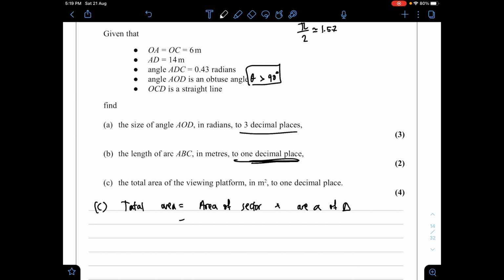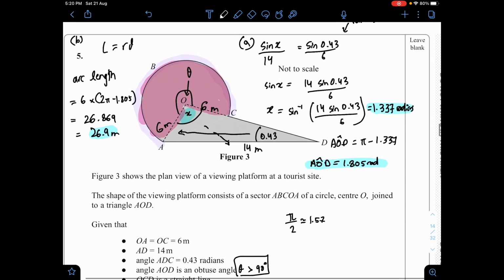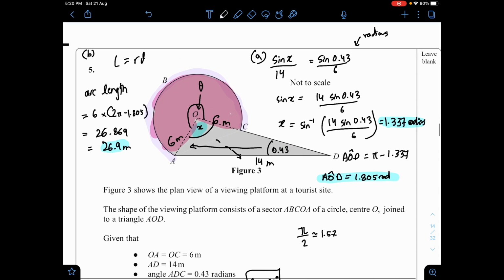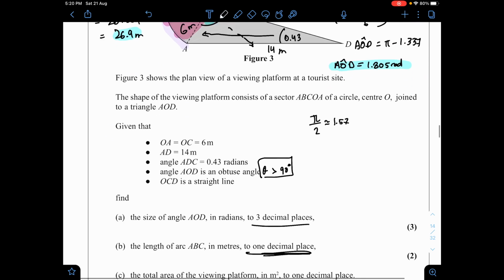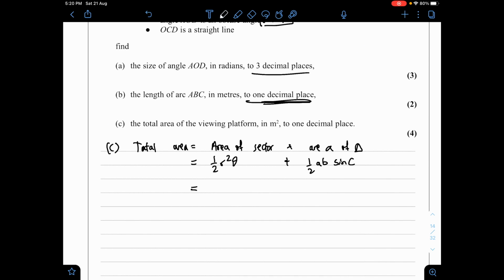So what's the formula for area of a sector? It's half r squared theta, right? And area of a triangle is half ab sine C, right? Okay, so we know that. Let's look at theta. We know what theta is, 2 pi minus 1.85. So this is our theta. We know this already, so this part's easy. You can just say half, r is 6, so 6 squared times 2 pi minus 1.805 plus, what about our triangle?